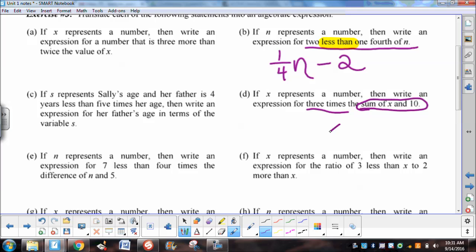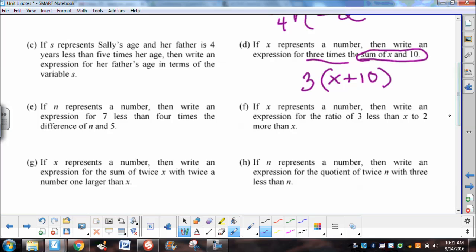So the sum of x and 10, and 3 times that sum, we have to have our grouping symbols to indicate we're multiplying that whole sum by 3. You're going to do E.